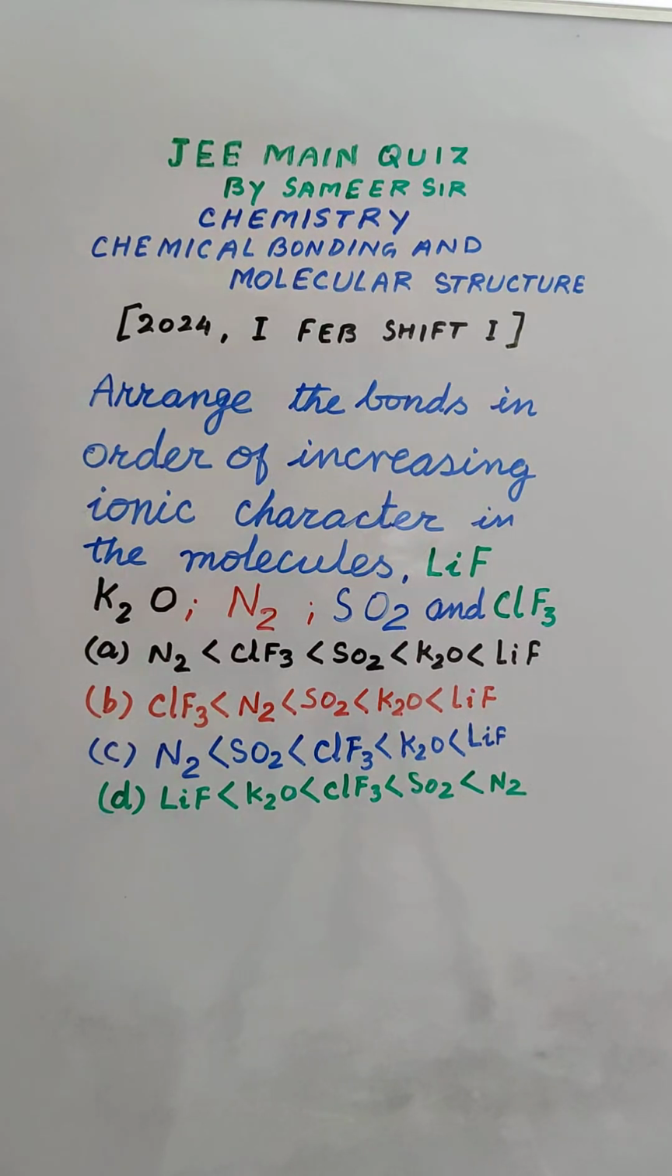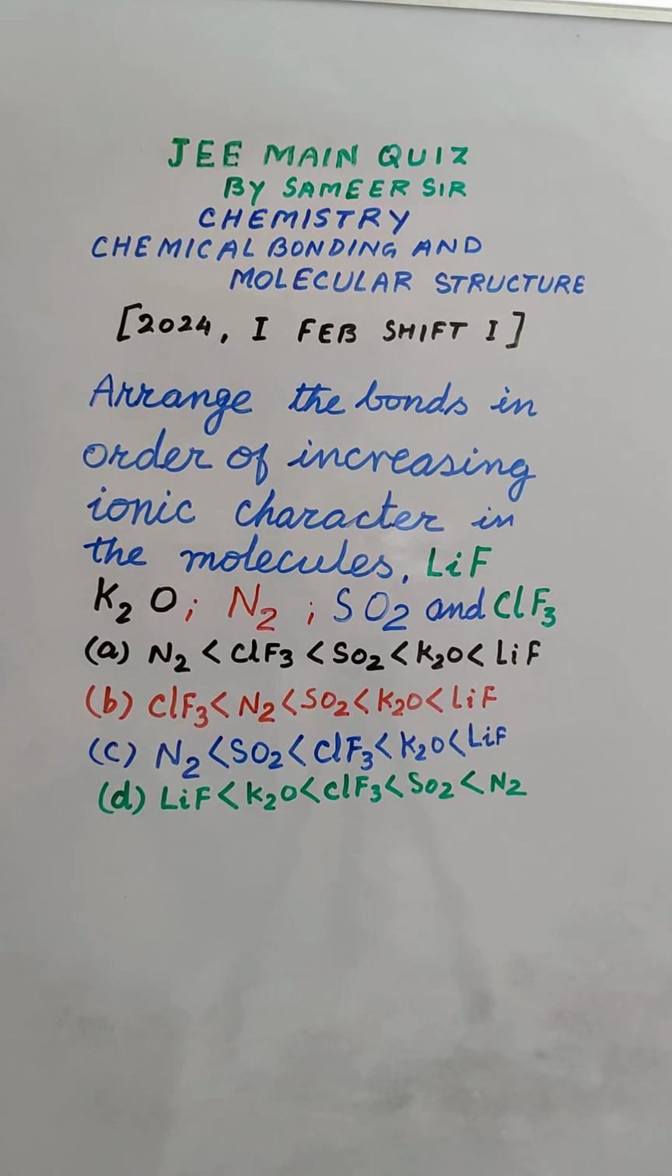You can see in first, LiF is the most ionic in character, and thereafter K2O, SO2 and ClF3, and at last there is N2. And in second, LiF is the most ionic, whereas K2O is at second position, SO2 third, N2 fourth and ClF3 at fifth position.